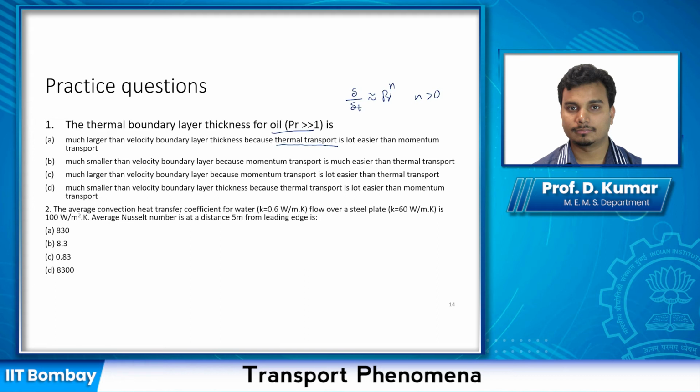The average convection heat transfer coefficient for water flow over a steel plate is given. The thermal conductivity of water is given here, and the thermal conductivity of the steel plate is given here. The average convection heat transfer coefficient is given as 100 watt per meter square Kelvin. If you know that, what should be your average Nusselt number at a distance of 5 meters from the leading edge? So from here to here, if it is 5 meters, for this distance you have to find what will be your Nu average.